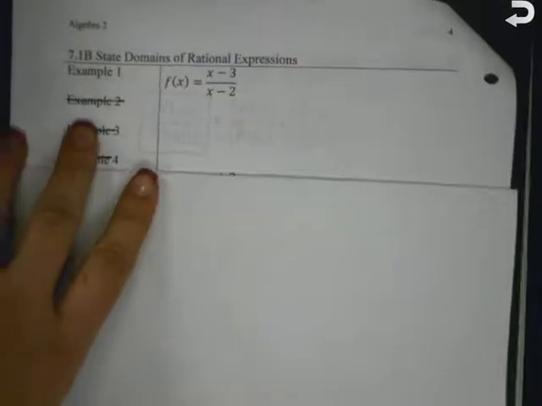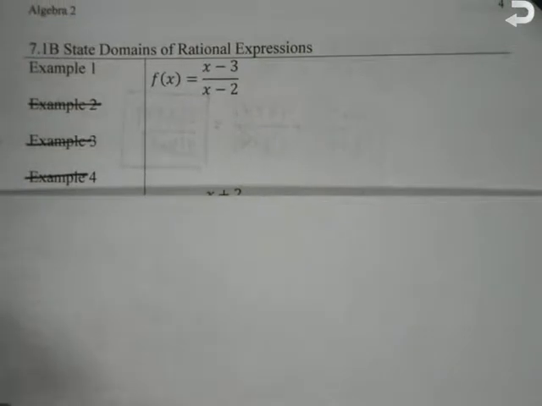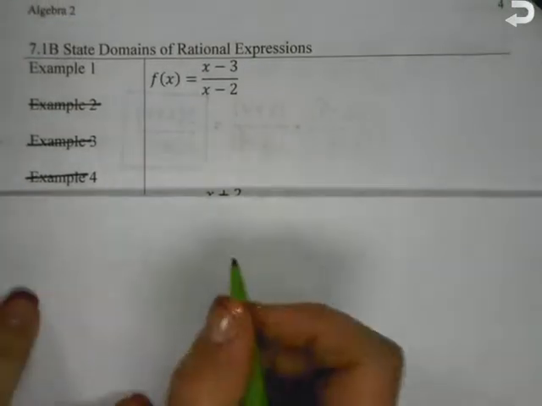Okay guys, so for 7.1b we're going back to domains, but this time we're working with just rational expressions. Now as a note, really quickly, what do we know when we have a fraction and I'm looking for the domain? How are we restricted? The denominator can't be 0, so let's put a note just up at the top.